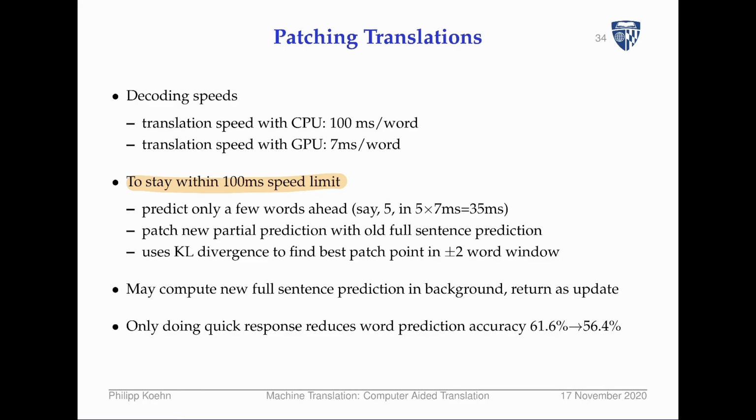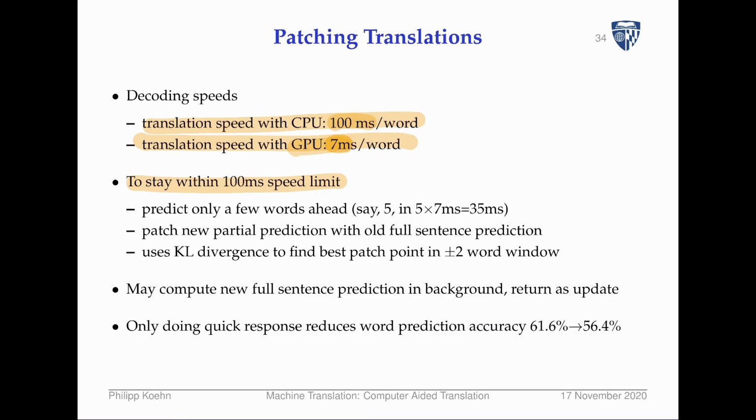However, these are our decoding speeds. This is on CPU, on GPU. These are numbers that may have changed with newer GPUs and maybe also with faster CPUs. But here, 100 milliseconds per word on CPU, 7 milliseconds per word on GPU. So on CPU, we're just not fast enough. You can't predict these words fast enough. So we really have to run this on GPU. But even with GPU, 7 milliseconds per word means we can only really predict a few words ahead.